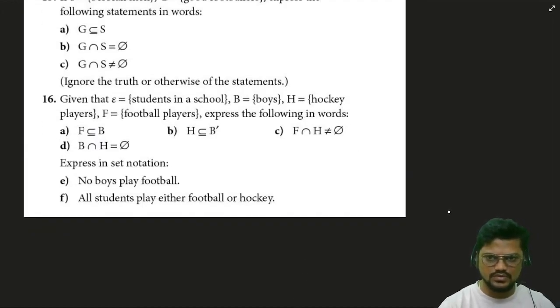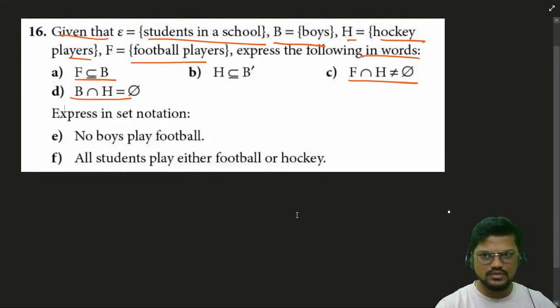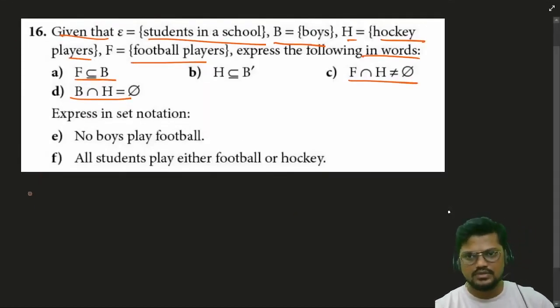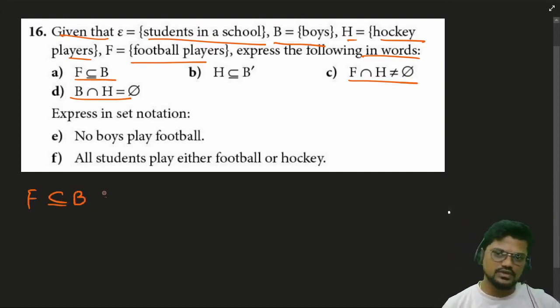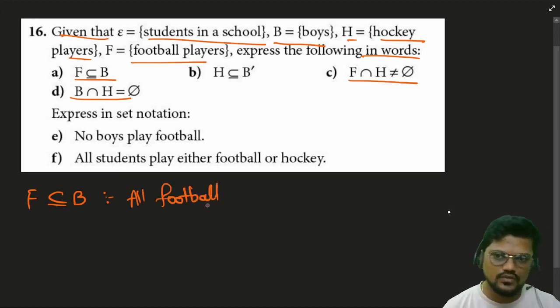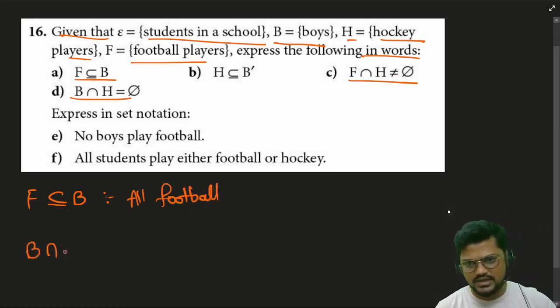16th is done. Now let's move to the next. The answers are given in your set, but I'm just explaining. See, for this, what you will write? All football players? No, not for all, just for D. That is B intersection H is equal to an empty set, right?